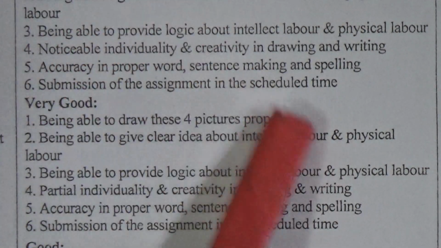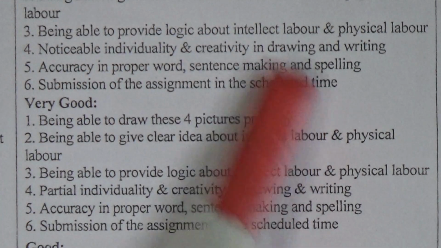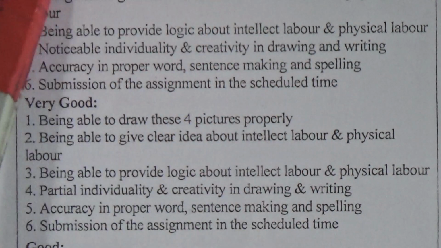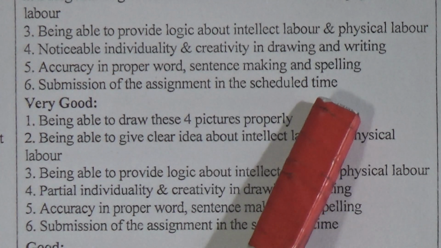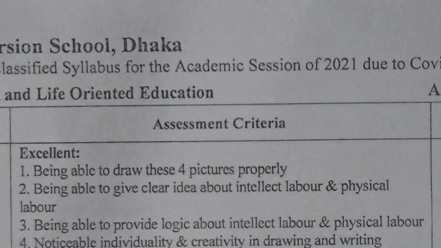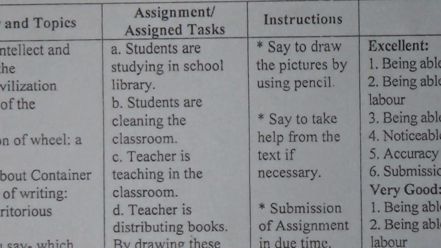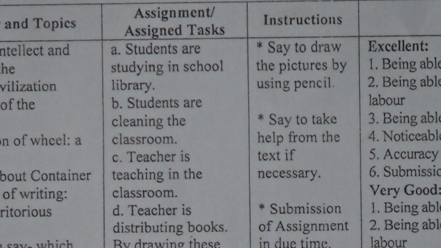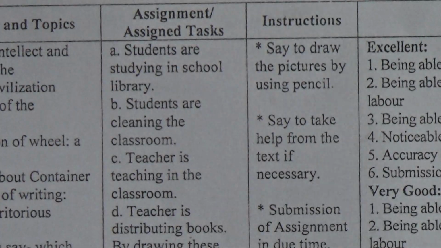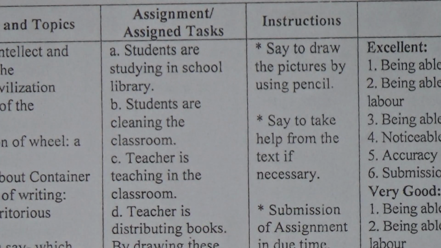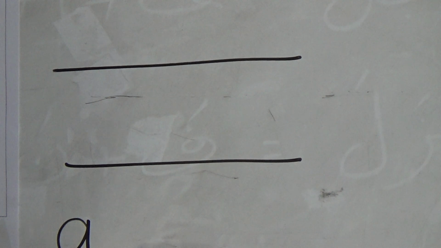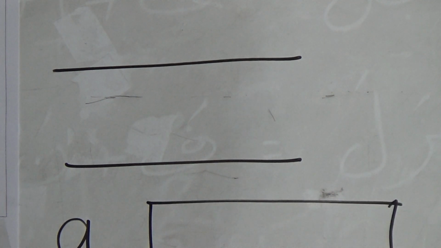So students, for this assignment you need to provide all this, and if you are able to provide all this properly, you will get the comment excellent. Now come to the main point. You have to draw 4 pictures. Before drawing the pictures, you can write something about intellectual labor and physical labor. First you can write something about intellectual labor and physical labor. Then you will start with A, B, C, D. First you will draw a picture.